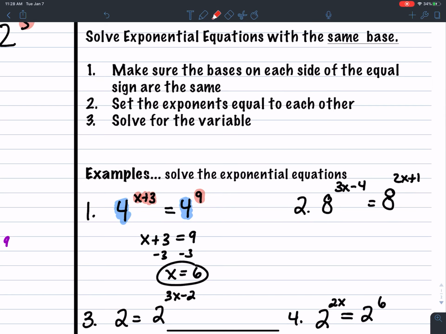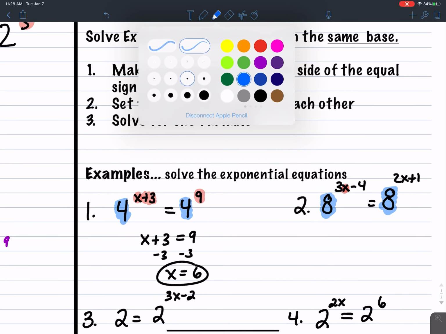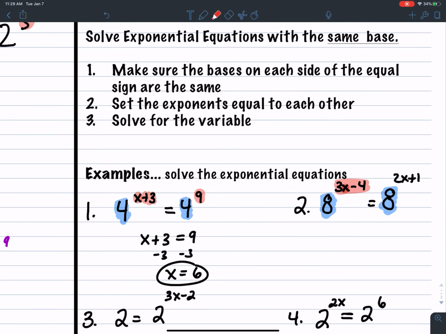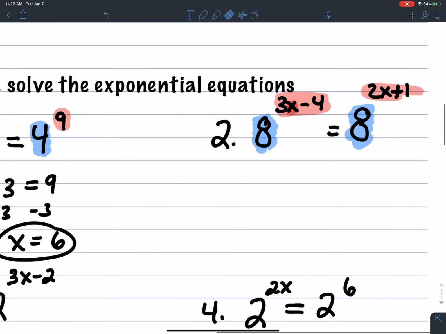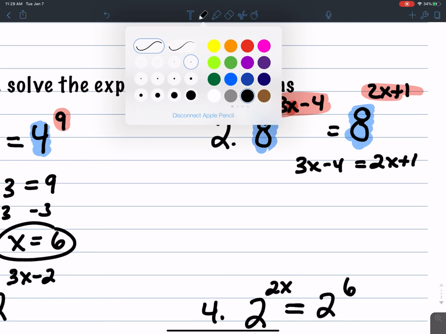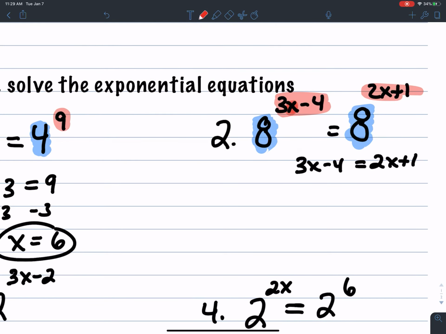The first thing I notice is that the variable is part of the exponent. So then I look and see that the base on the left side is 8 and the base on the right side is also 8. So if that's true, then their exponents must be the same. The only way 8 to a power is going to equal 8 to another power is if those powers are the same. So we take the powers, 3x minus 4, and set it equal to the other one, 2x plus 1. And then we just solve for x, and we may need to go back to our linear solving skills.